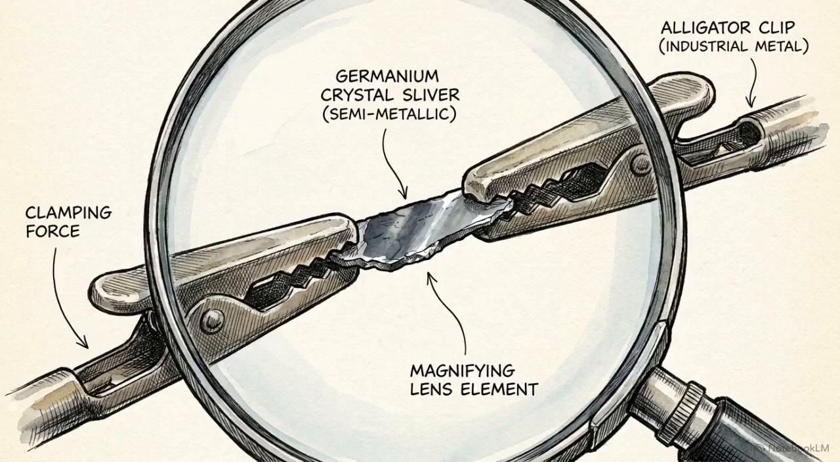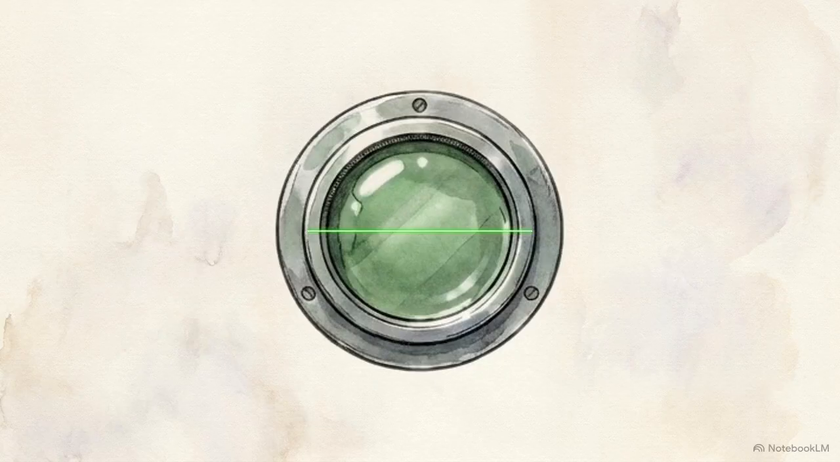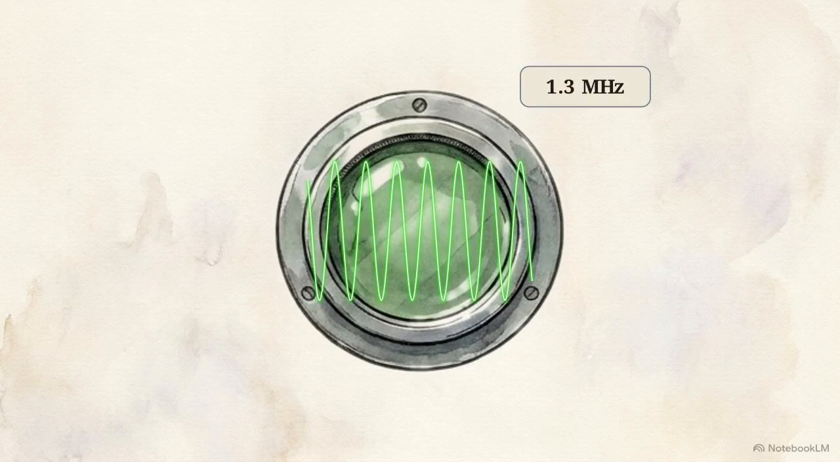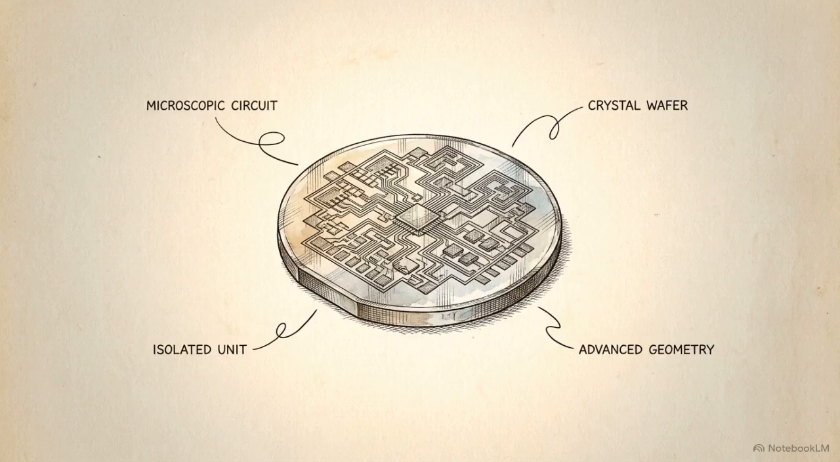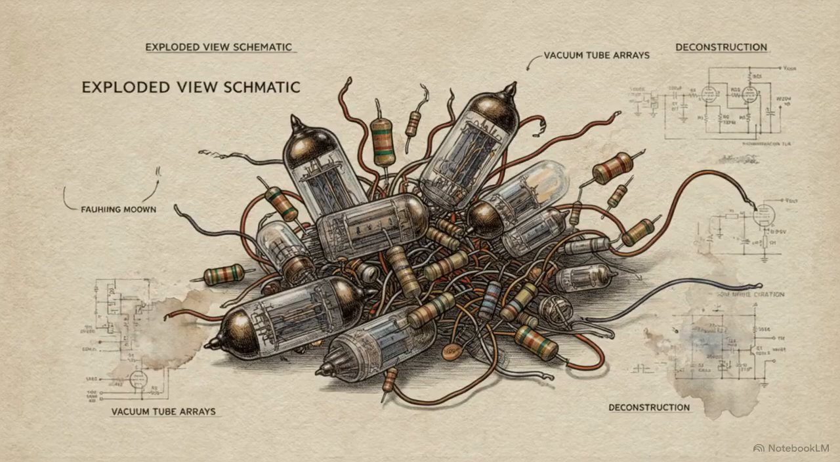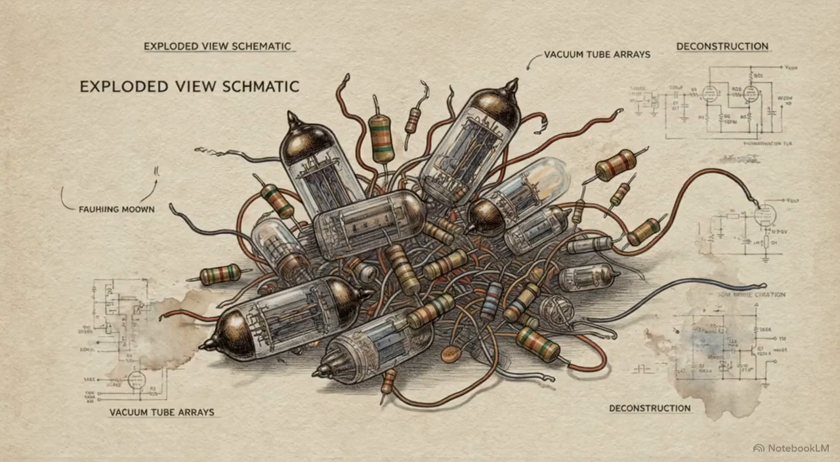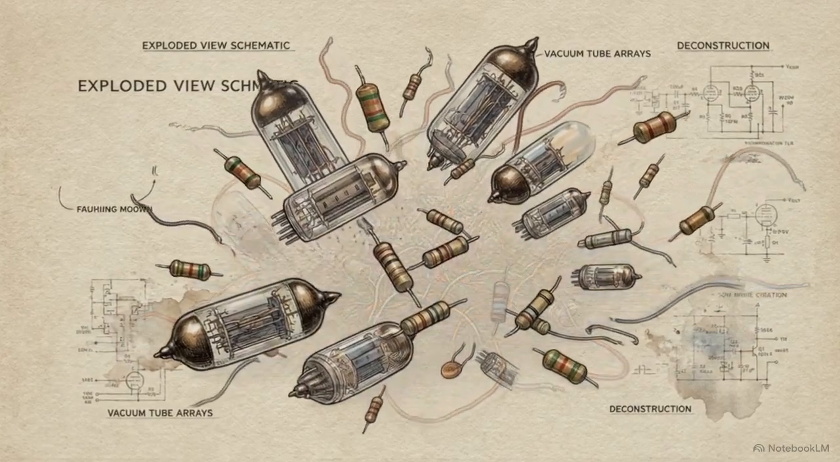He connected power to a tiny, crudely cut sliver of germanium. It immediately oscillated at 1.3 megacycles. The integrated circuit worked. By carving the entire system out of a single block of material, Kilby removed the need for separate parts entirely. With no separate parts, there were no wires to snap. He had completely bypassed the tyranny of numbers.